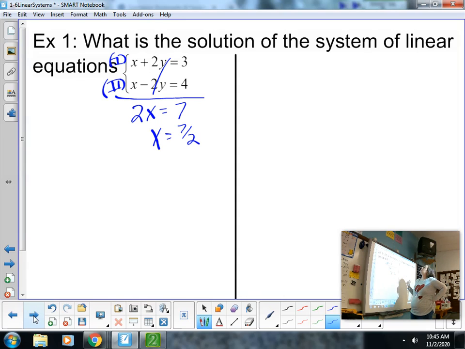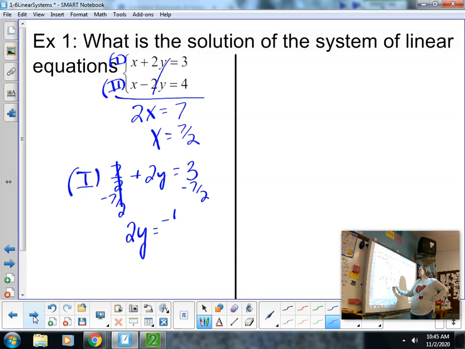So once you have x, you need to find y. I'm going to take the 7/2 and plug it into the top equation. So if I plug into the top equation, I have 7/2 plus 2y is equal to 3. I would subtract the 7/2 from both sides to work on getting the y by itself. So I have 2y is equal to -1/2. 3 minus 7/2 gives me -1/2. Divide by 2. If you divide -1/2 in half, you're going to end up with -1/4.